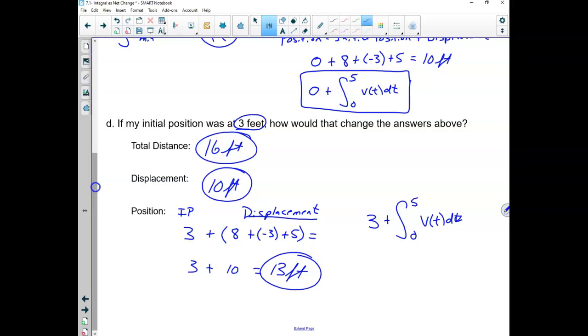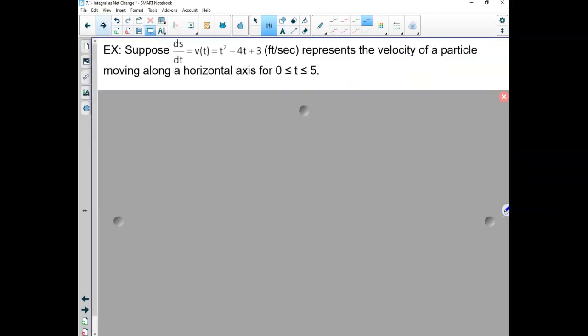We have no negative direction when we're talking total distance, or we don't want it. We want it all to be positive. Displacement is the distance you are in relation to where you began, and position is always going to be your initial position plus your displacement, which gives you the position that you're at. Well, let's cruise along here once.